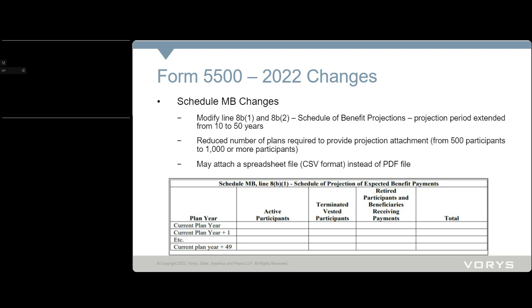Agencies were really unpersuaded by the commenters that the proposal was either too costly or burdensome, and so they paired these changes with a provision that allows filers to attach the spreadsheet file in a CSV format instead of a PDF file, but they did not reduce the number of plans required to provide projections from plans with 500 or more participants to plans with 1,000 or more participants. So if you've got plans with 1,000 or more participants, then this applies.